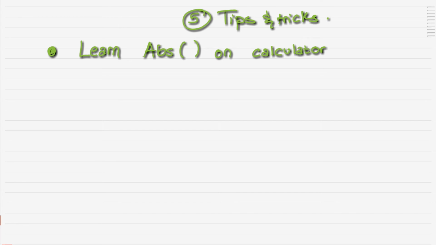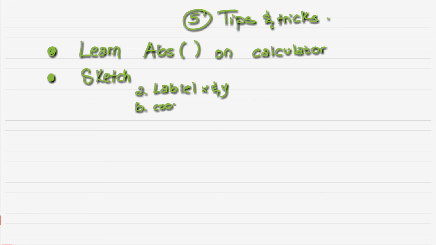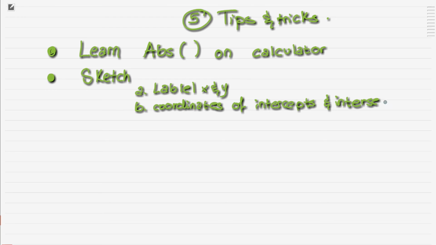Second of all, whenever you sketch a graph, always, first of all, label your axes, and second of all, write the coordinates of all your intercepts, your x and y intercepts, and also any points of intersection. If there are two curves, always show the intersection points, and those will be the things you really need to show.